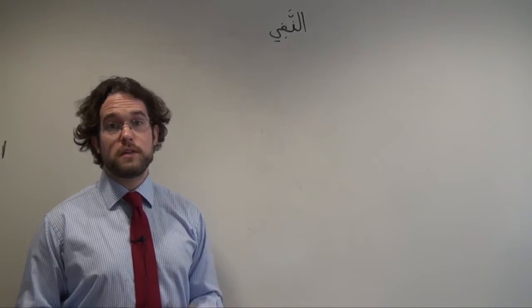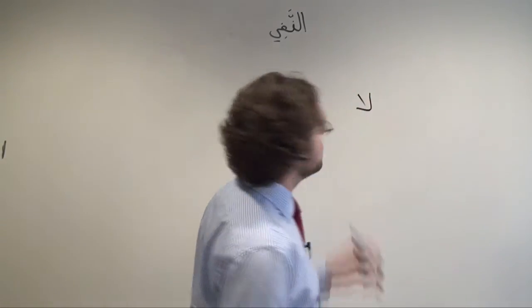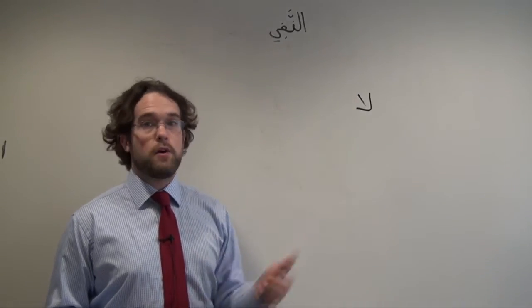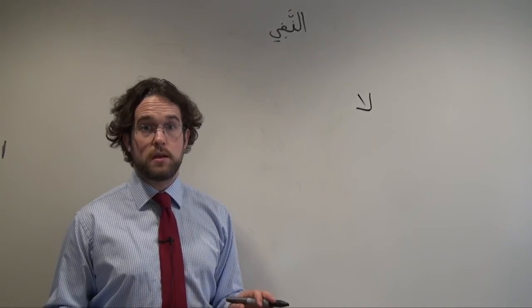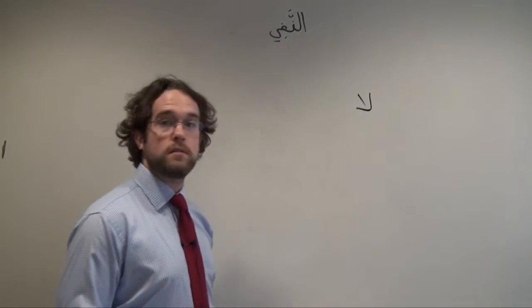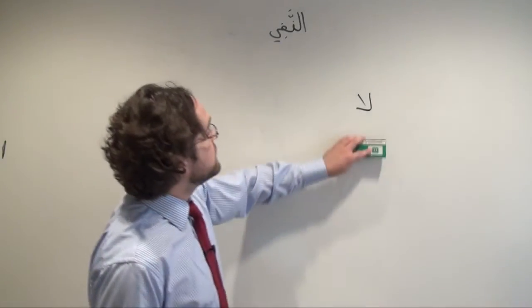So, to negate a present tense verb, all we need to do is add the word la directly in front of the conjugated verb. Remember that la also simply means no in Arabic. So let's take a couple of examples. Let's start with affirmative sentences, and then we can turn them into negative sentences.